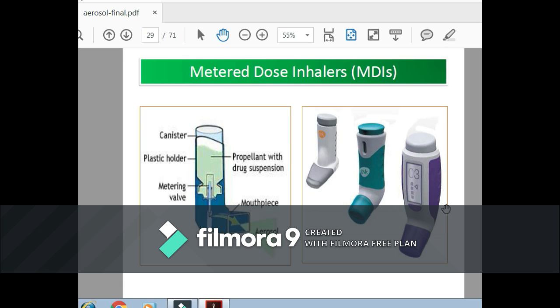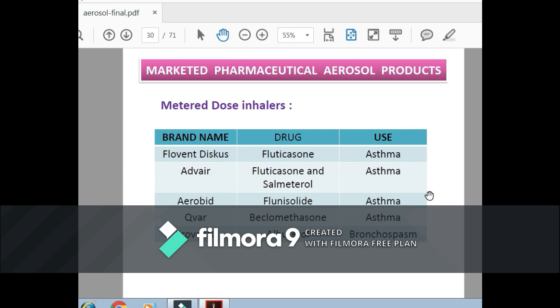See, these are the pictures of metered dose inhalers. These are the marketed pharmaceutical aerosol products. Generally, most of the time we use them for asthmatic patients.